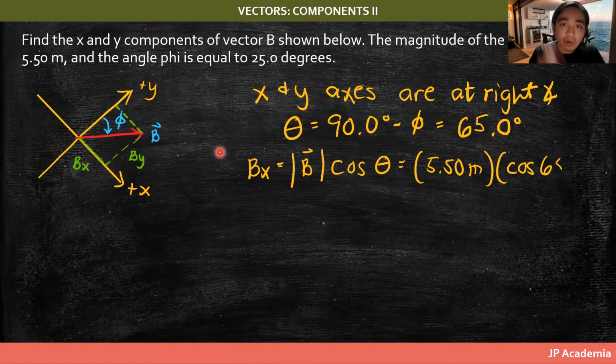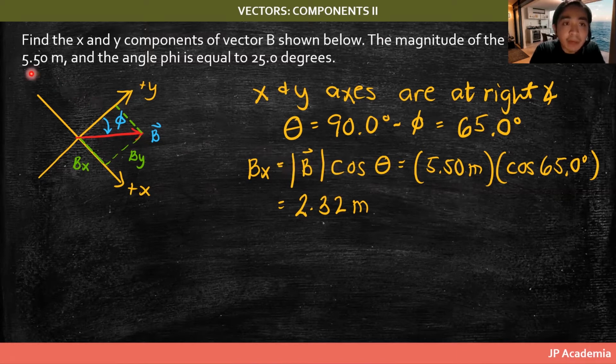Now, pagkakuha mo nito, pwede mo na kunin yung b sub x mo or yung x component and yung y component ng vectors mo. So, for the x component, yung magnitude ng binigay naman, so we have 5.50 meters times cosine 65. Then we have this value of 2.32 meters for the x component.